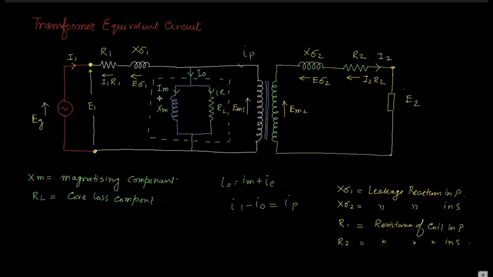And IC is the core loss, not IE, this is IC. IC is the core loss component which is flowing inside the core, and as the core has some finite resistance, there should be some losses, that is IC square RC loss in the core. To prevent it we can varnish the core, we can slice the core, or we can laminate the core to minimize the eddy current. You have already studied this.